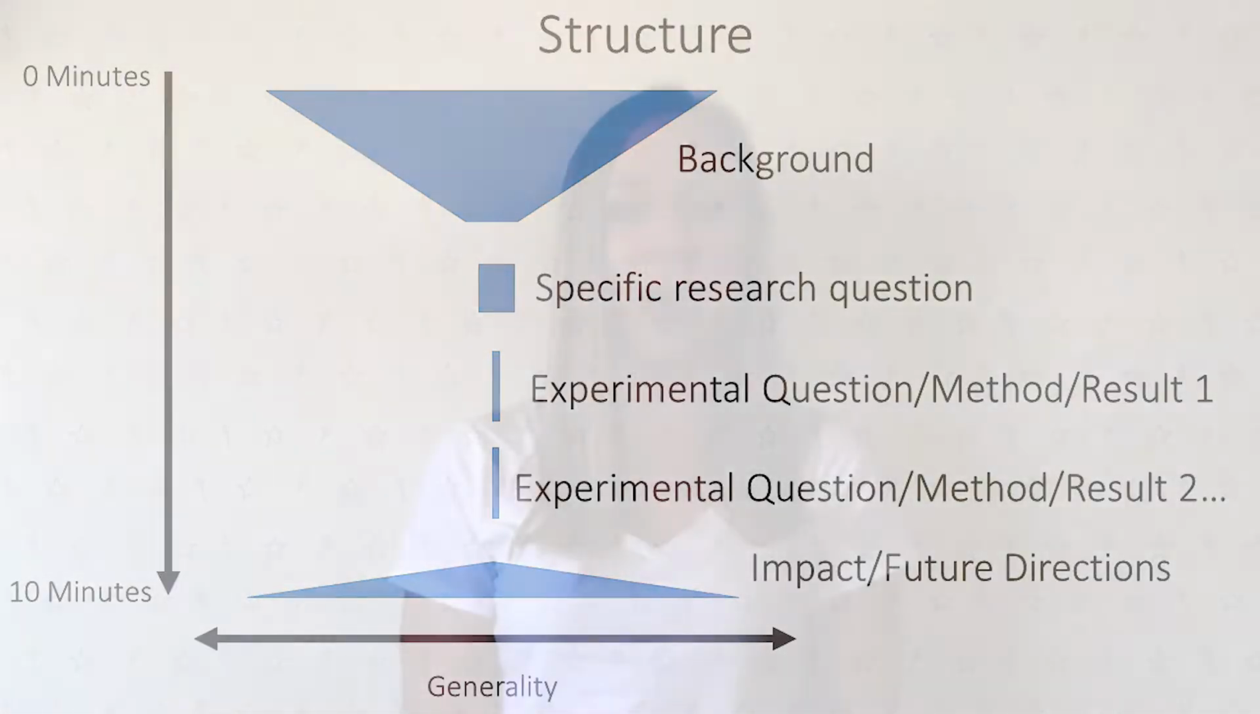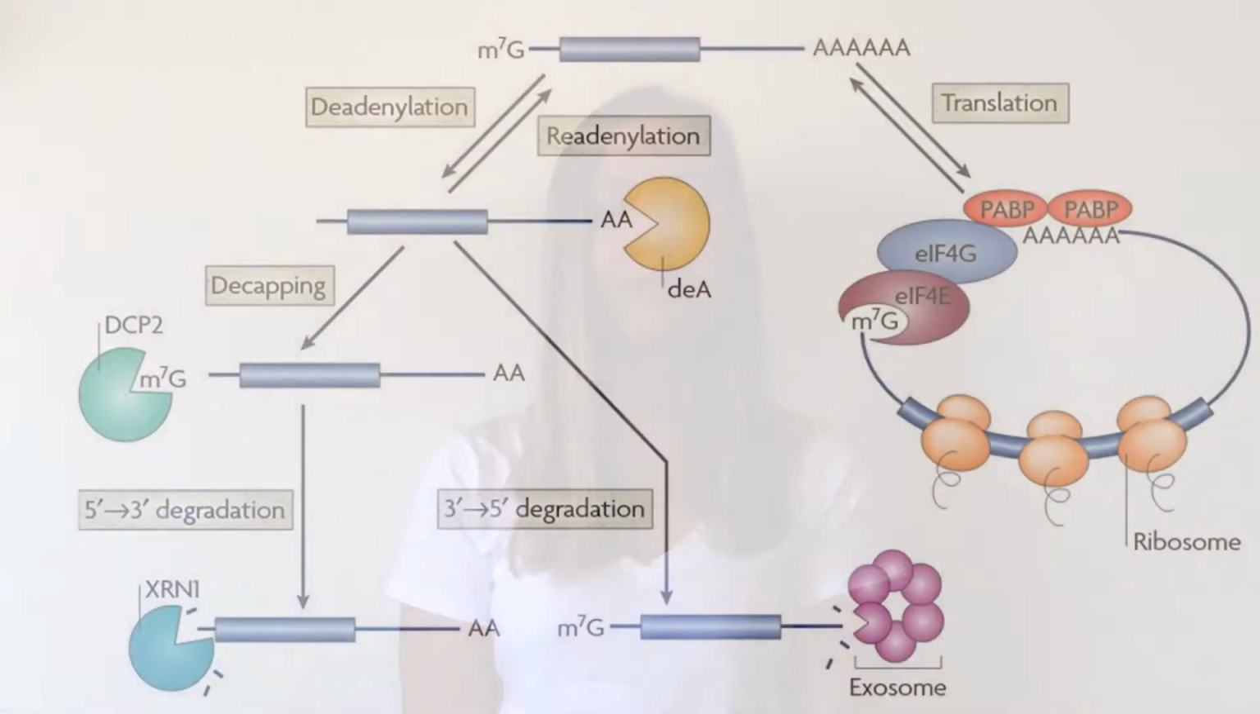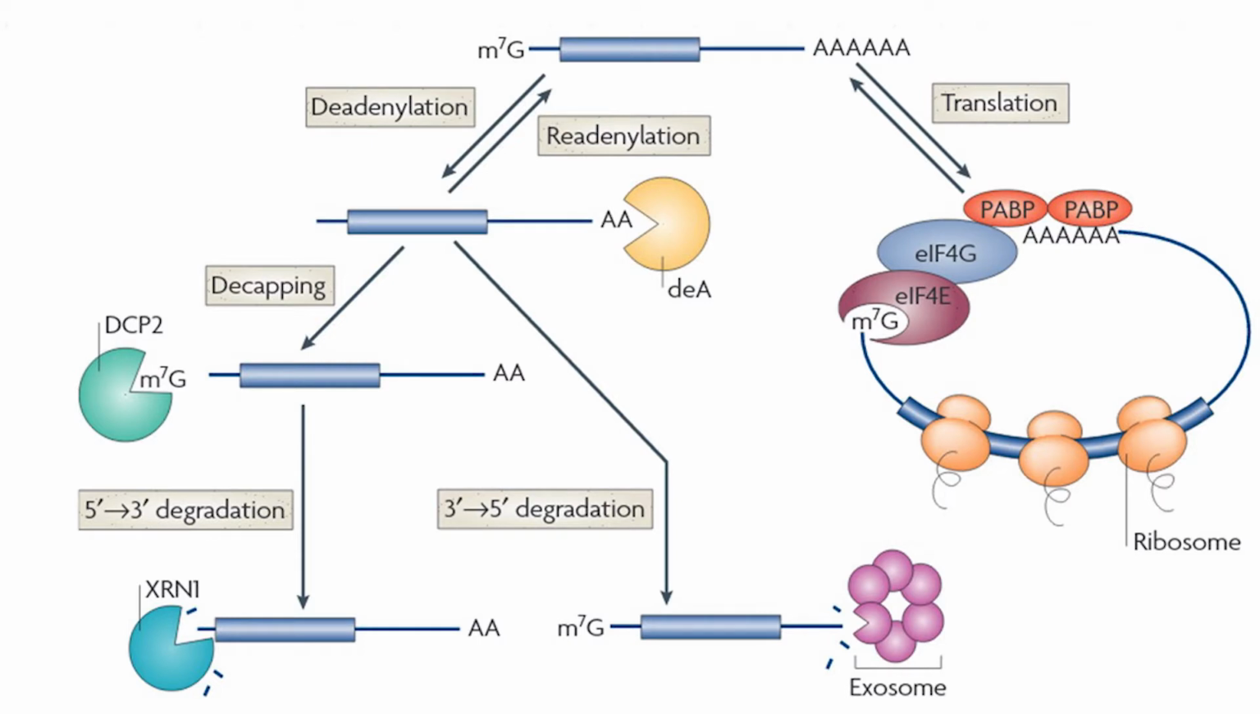Let's look at some practical examples. I'm going to show you actual slides from my first year in graduate school that I created before I had a strong grasp on how to put presentations together. Let's pretend I'm giving a talk with this slide. When mRNAs are produced, they are typically made with a poly-A tail. This tail can be removed by deadenylases, which can trigger further decay of the mRNA.